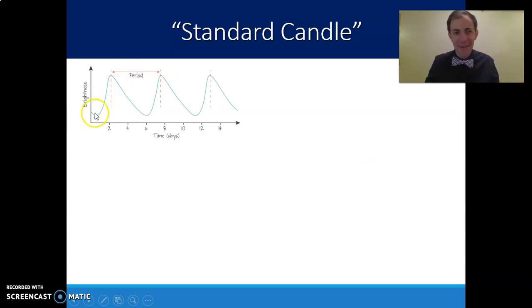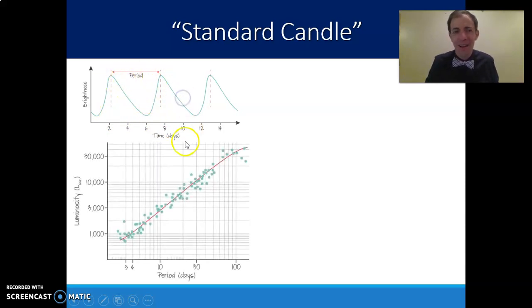But if we think of a graph of the brightness of this star over time, and let's say that we find that this period goes from about 2 days to about 7.5, so it's looking like a period of about 5.5 days in between bright spots on that star. Now, if we know generally where all these different stars are landing on this graph, this relationship, all we need to know is the period, and we can figure out what the luminosity is going to be.